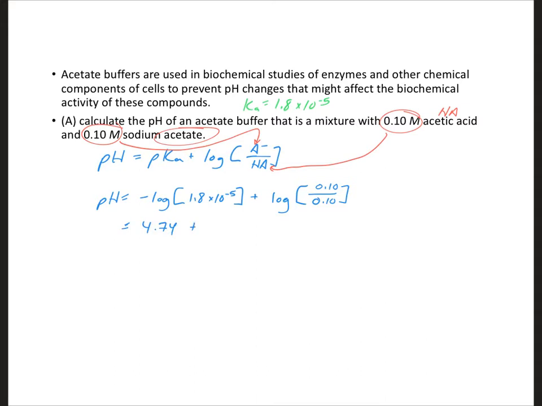And then an interesting thing happens here in the next part. 0.10 divided by 0.10 is 1, and the log of 1 is 0. So this is going to be a pH that is equal to 4.74. So that was a lot quicker than using an ice table, and we went ahead and got immediately to that pH. And we can use this information in the next part of the problem.